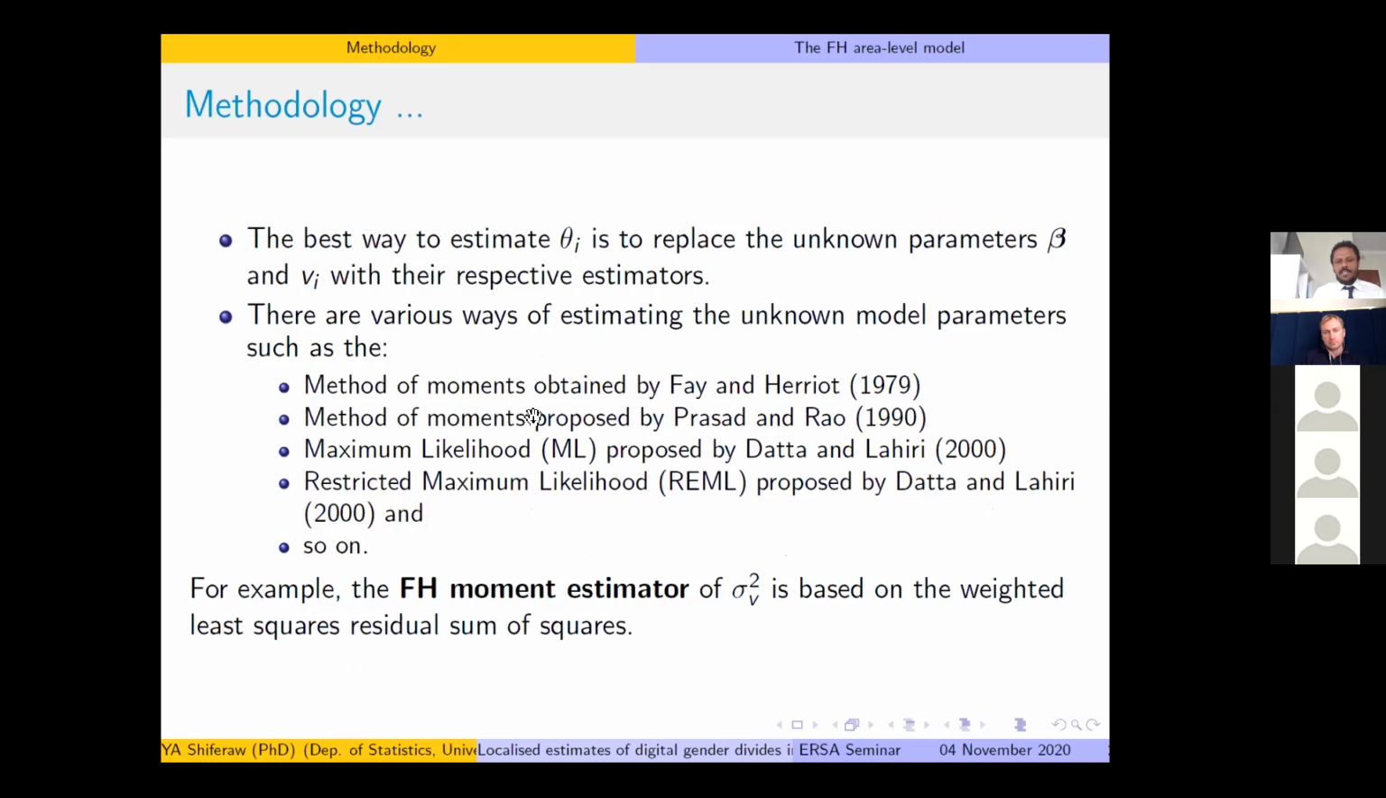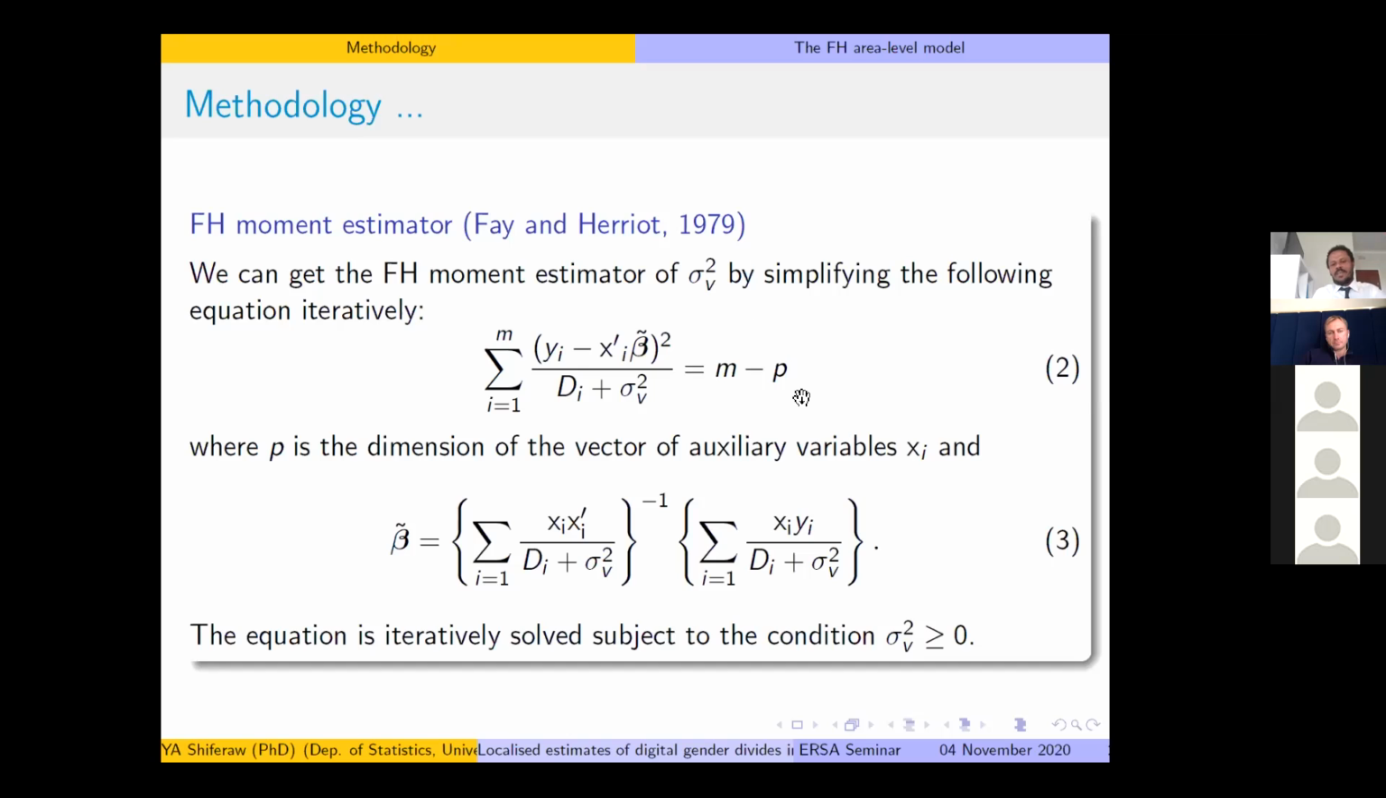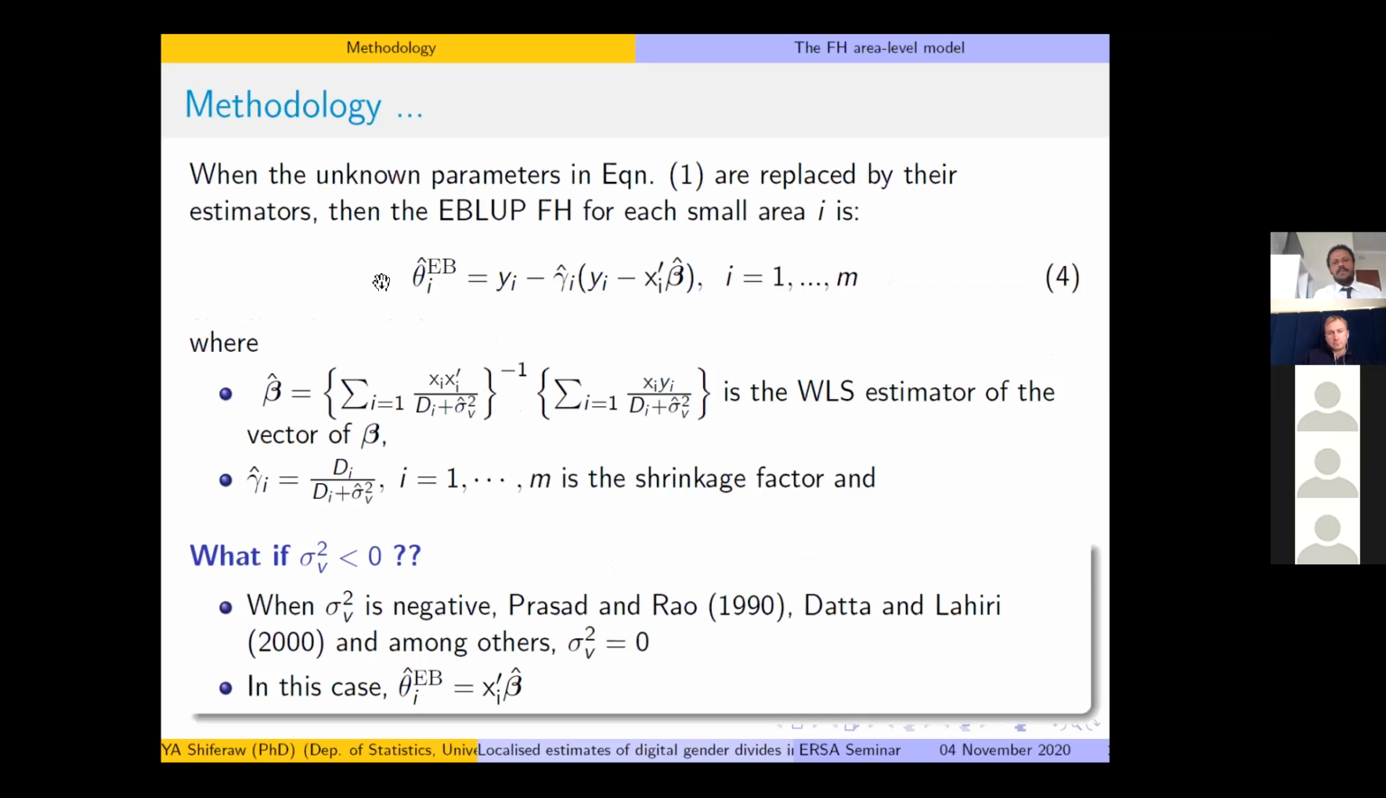There are different methods of estimation which are proposed in the literature: method of moments by Fay and Herriot, 1979, Prasad and Rao, 1990, maximum likelihood and restricted maximum likelihood in 2000. For example, if we consider the Fay-Herriot moment estimator, we need to solve this equation iteratively to find the estimate of sigma square v. After we solve for sigma square v, we can find beta as well. After we get that, we'll have the empirical best linear unbiased estimator. This is the part that we want to obtain.